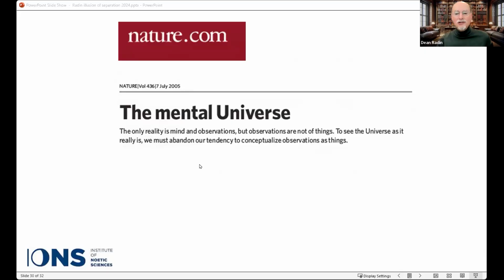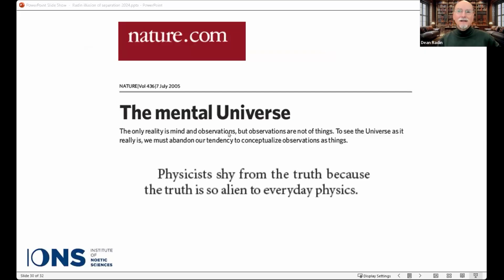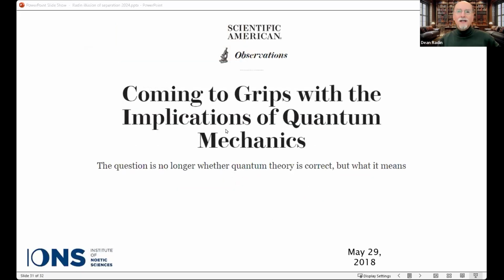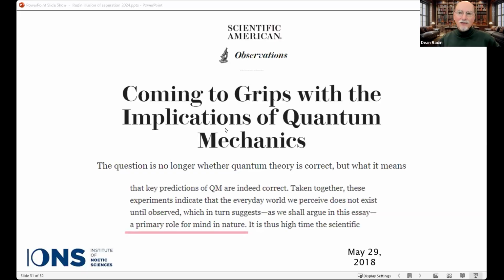Even looking at major scientific journals like Nature, considered one of the top 5 or so journals in the world, articles you find like this is all the way back in 2005, that the only reality is mind and observations. Physicists shy from the truth because the truth is so alien to everyday physics. The universe is entirely mental. And here in Scientific American from 2018, coming to grips with the implications of quantum mechanics, and you look at the article, and the main conclusion is a primary role for mind in nature.